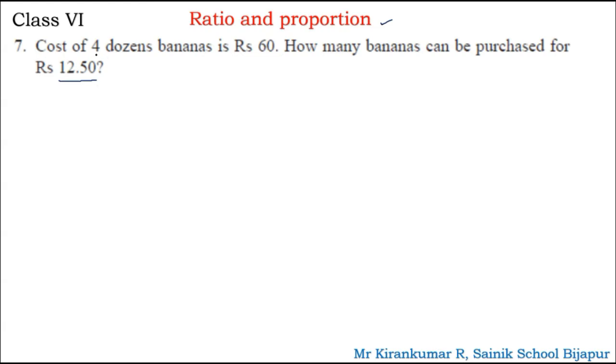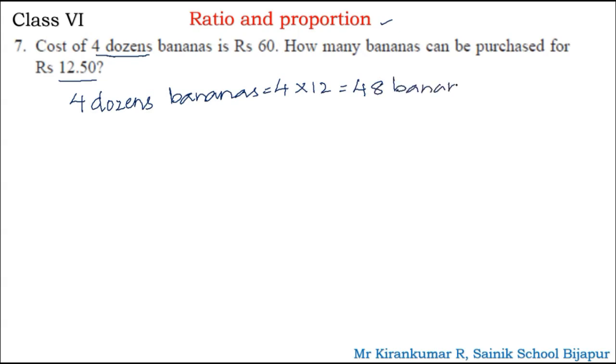We all know that in a dozen there will be 12 units. So here 4 dozens of bananas is equal to 4 times 12 bananas, which is 48. Let me mention that 4 dozen bananas is equal to 4 times 12, which is 48 bananas. As per the given question, in rupees 60, 4 dozens of bananas can be purchased.